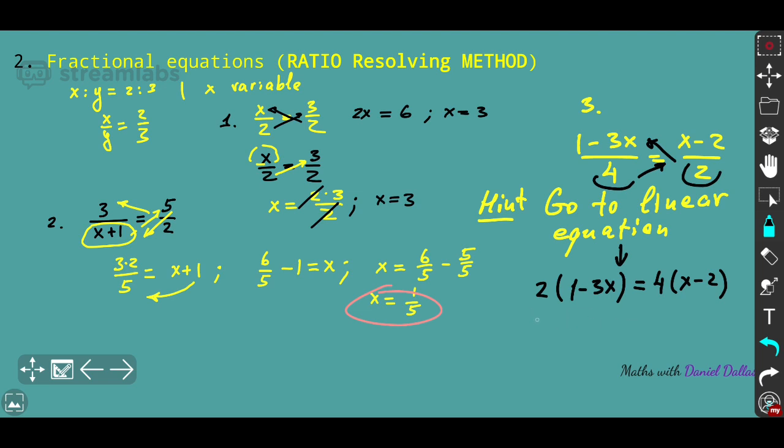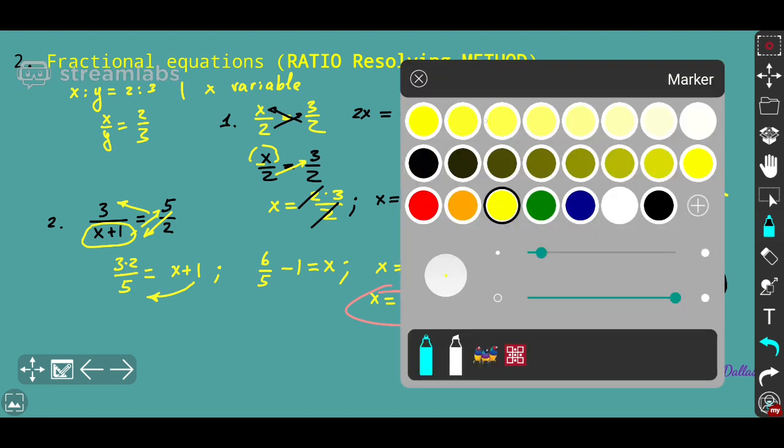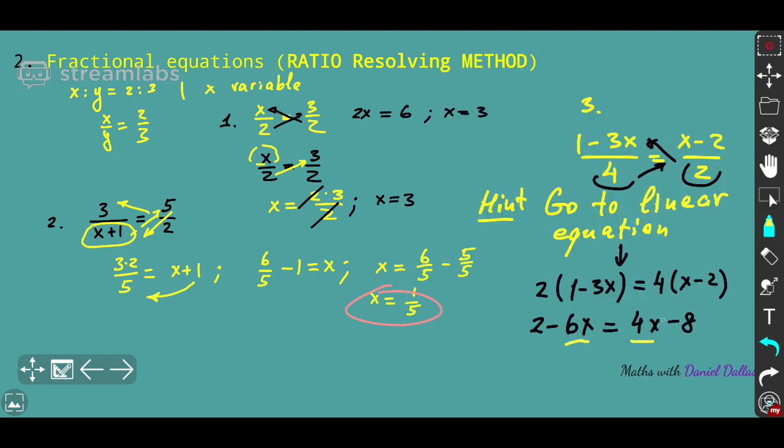So you expand the brackets, you'll get 2 minus 6x, and the right side will have the following form, 4x minus 8. From where you again identify the target variable, it's here and here, and you're thinking about which side you want to collect. Because this 6x has a negative sign, it's better to transfer this negative 6x to the right side.